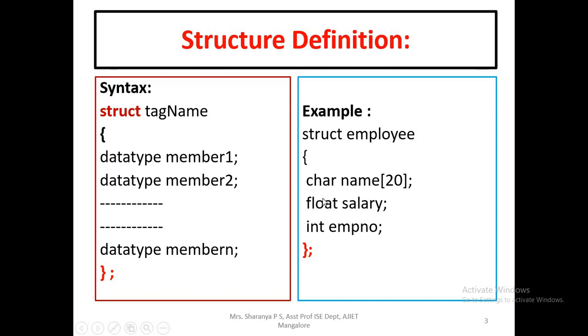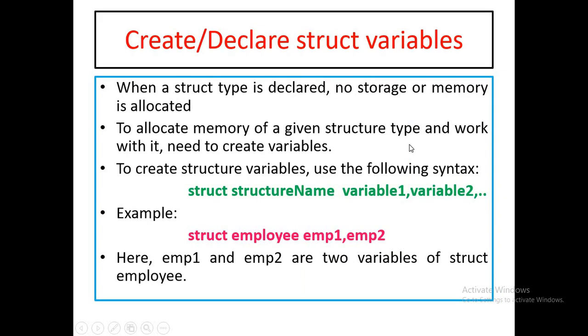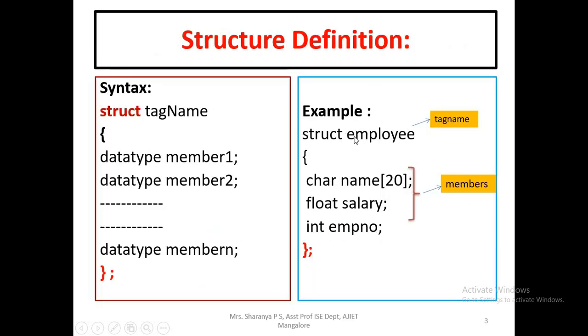That is, one is character, float, and integer. These we call structure members. This we refer to as the structure name, and these as the structure members. All these we have clubbed together, and we are referring to them by the structure name employee. So under this employee, we can keep the details of each employee's name, salary, and employee number.